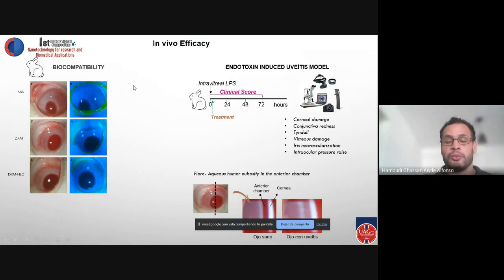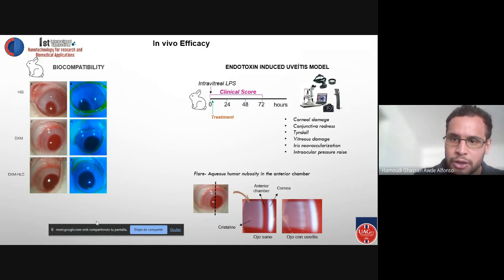Afterwards, when we had already characterized the nanoparticle, we evaluated the in vivo efficacy. To do this, we use a model called endotoxin induced uveitis, where we inject intravitreal LPS, that is Escherichia coli lipopolysaccharides, inducing the inflammatory process in the eye. This is an acute model. It's not chronic, meaning that after 72 hours, usually the eye recovers by itself.